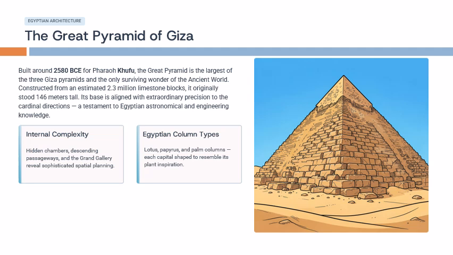So coming to the internal complexity, the hidden chambers, descending passageways and the grand gallery reveal sophisticated spatial planning. Then, Egyptian column types include lotus, papyrus and palm columns. These are the main column types the Egyptians used in their architecture. Each capital was shaped to resemble its plant inspiration.